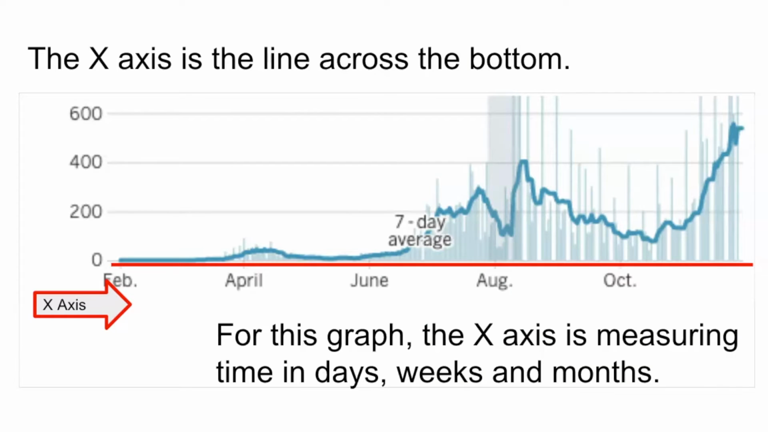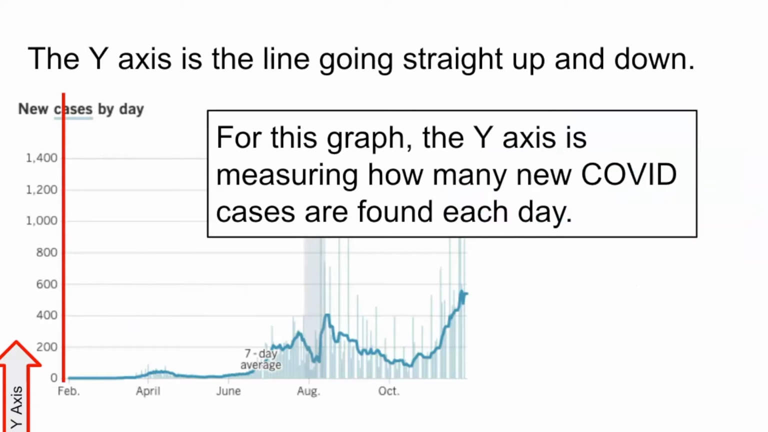The x-axis is the line across the bottom. For this graph, the x-axis is measuring time in days, weeks, and months. The y-axis is the line going straight up and down. For this graph, the y-axis is measuring how many new COVID cases are found each day.